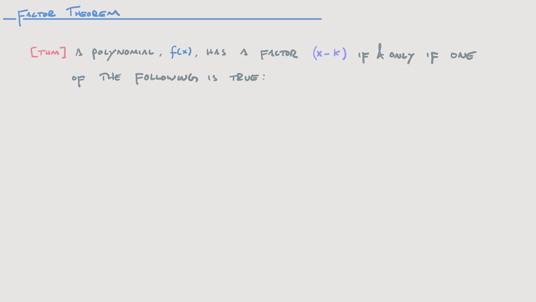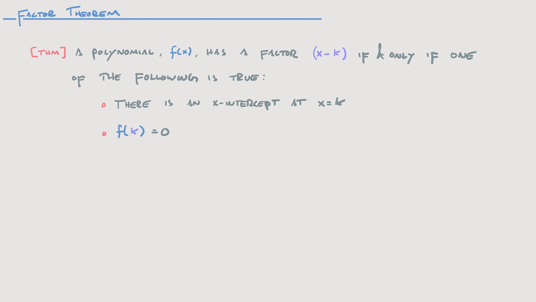All right, so let's talk about the factor theorem. It leads directly into the factor theorem. It says that a polynomial f of x has a factor x minus k if and only if one of the following is true. So I'm about to put a list of things here. If even one of them is true, every other bullet point is true too. The first one is that there's an x-intercept at x equals k. If there's an x-intercept at k, then we know x minus k is a factor.